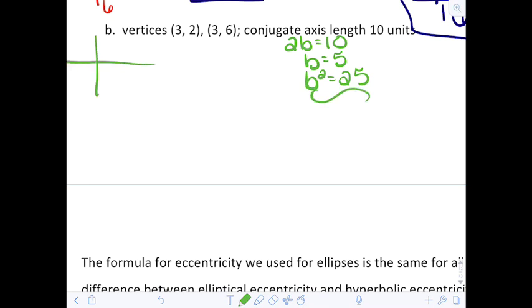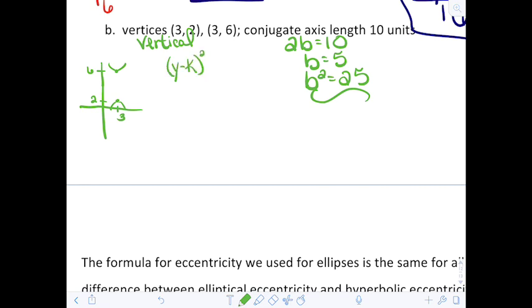So my vertices are at (3, 2) and (3, 6). So vertices mean that my hyperbola will be vertical. So I will have (y minus k) squared coming first, and then I will have it over a squared minus (x minus h) all squared over b squared equals 1.